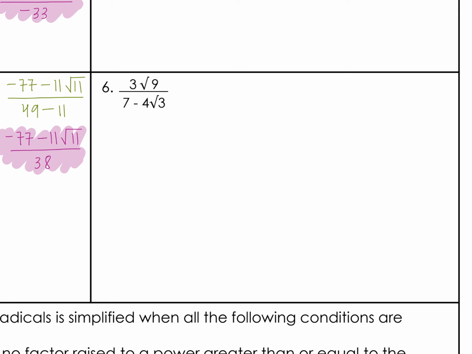Okay, so with number 6 here, once again, I am going to start off by simplifying. We have that radical in our numerator here that can be simplified. The square root of 9 is just 3. And so we're going to get 3 times 3 is giving me 9 over that 7 minus 4 root 3. Okay, so now that we have it simplified, let's start off by multiplying by our conjugate. We're going to multiply by that 7 plus 4 root 3.